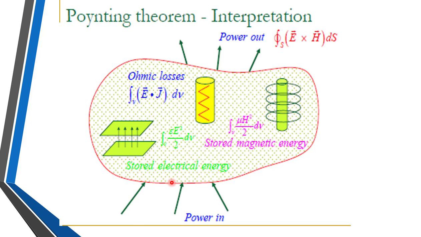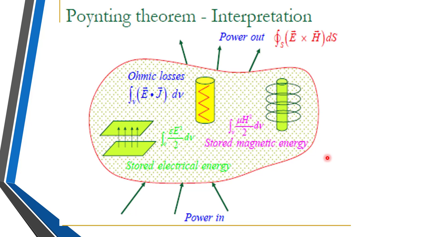So power is required to charge the capacitor. Power is required to charge the coils. And because of the supply, the current is flowing, and because of that current there are some losses. So all these together contribute towards the total output power given by that system, and that is known as E bar cross H bar, or the Poynting vector. So this is the interpretation of the Poynting vector.